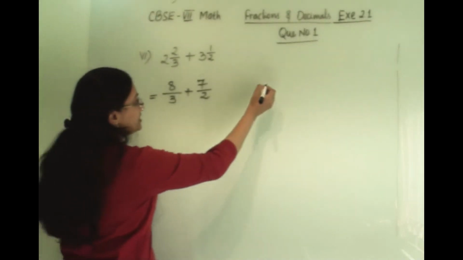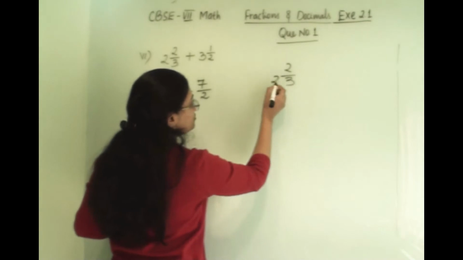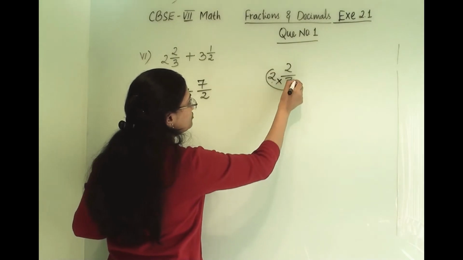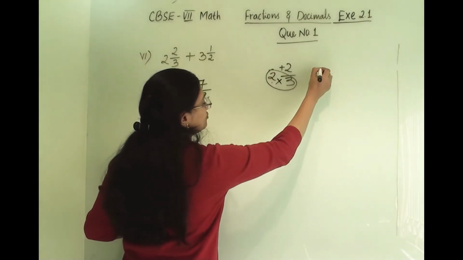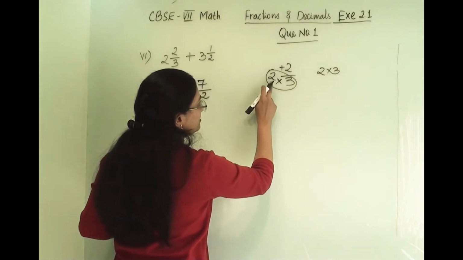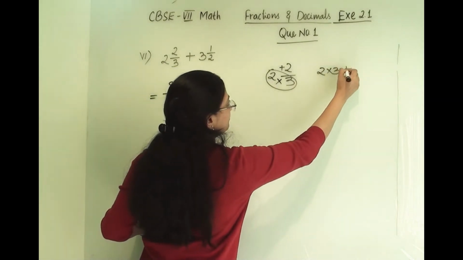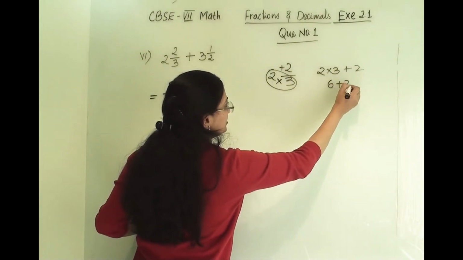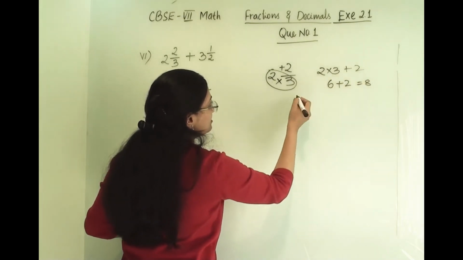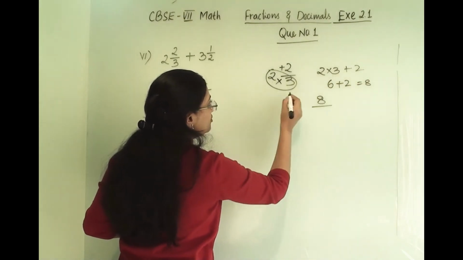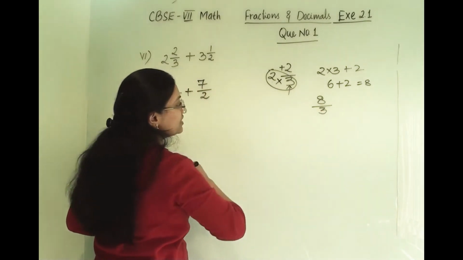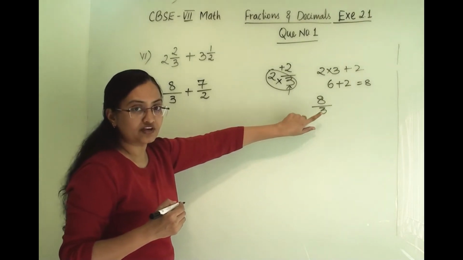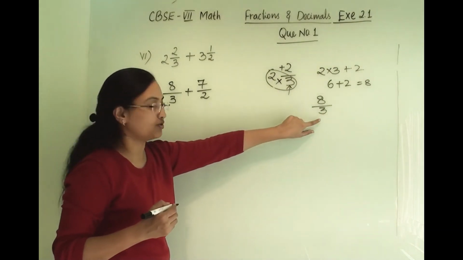So how are we calculating this? 2 2 by 3. This 2 and 3 we have to multiply, and then to this we have to add 2. So this 2 we are multiplying with 3, and then we add this 2 to that. So we will get 6 plus 2, so it is 8. That 8 we will put in the numerator and the denominator will remain the same. So that is how we are converting into an improper fraction, from improper fraction to mixed fraction and mixed fraction to improper fraction.